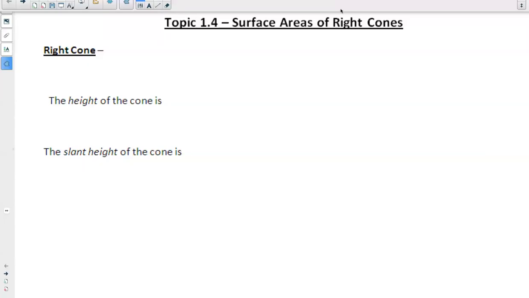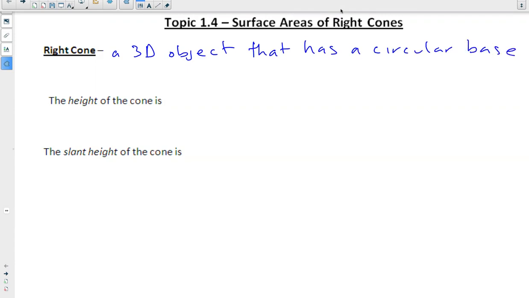Okay, so today's video lesson is the second half of topic 1.4. We're going to be doing the surface areas of right cones. So a right cone is a 3D object that has a circular base and a curved surface.